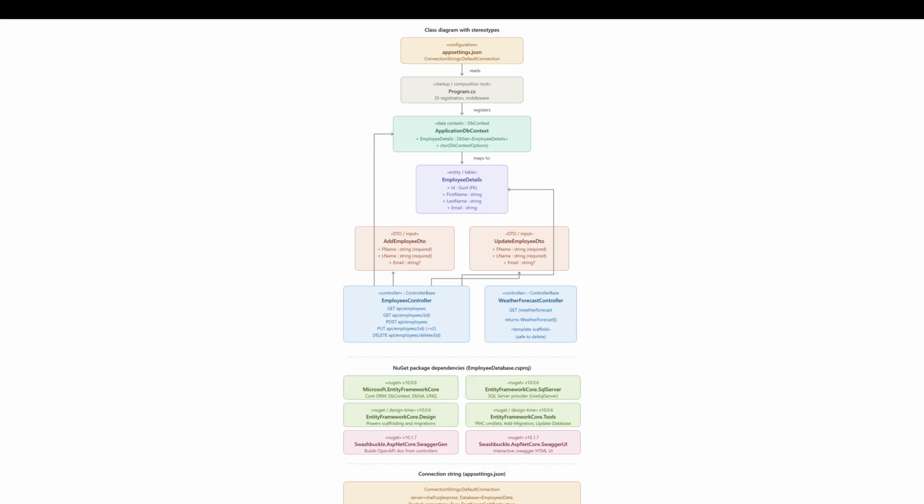In this tutorial, I will demonstrate how to develop an ASP.NET Core Web API using .NET version 10 integrated with SQL Server. I will cover the implementation of CRUD operations and use OpenAPI, Swagger, and Postman for API testing and documentation.